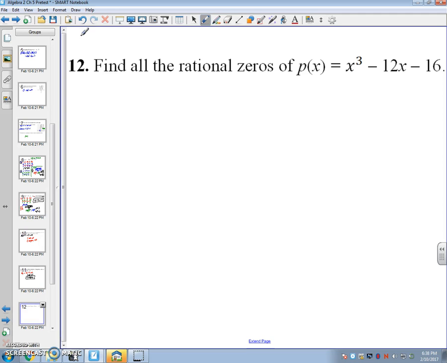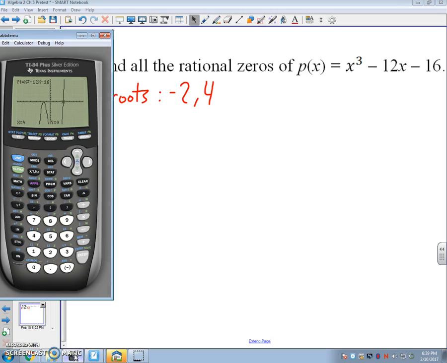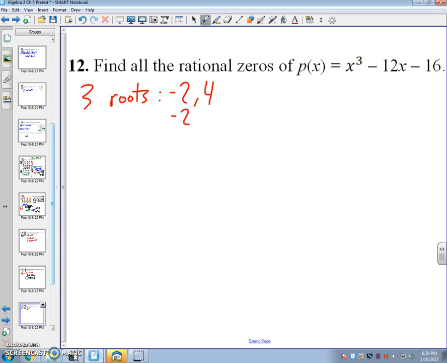All right. So there are 3 roots because the degree is 3. I saw one at negative 2. I saw one at positive 4. Now the last one cannot be imaginary because that means there'd be 1 imaginary root. We call this, when it hits the x-axis and it goes back down, we call it a double root because it bounced off the x-axis. It didn't go through it. So it's actually a double root at negative 2. So there's negative 2, negative 2, 4.